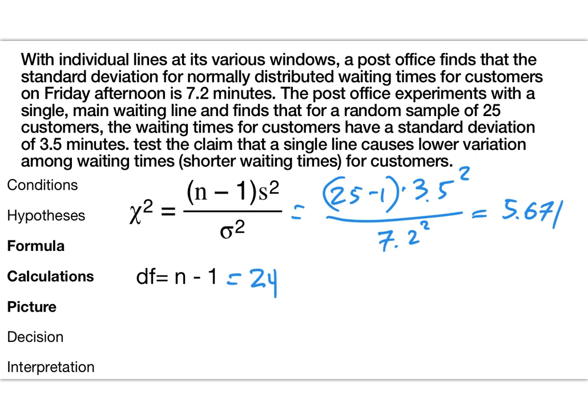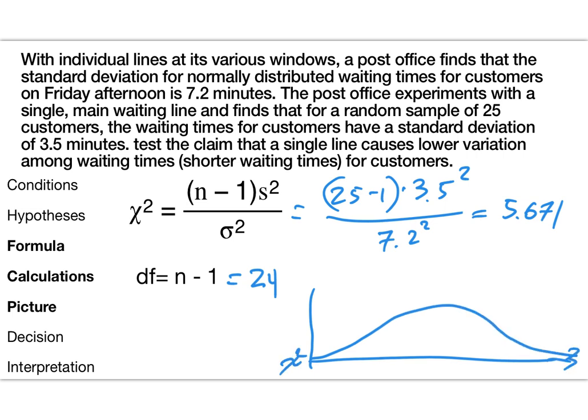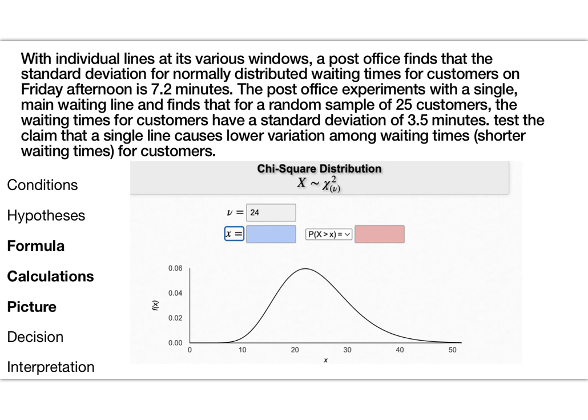I'm going to draw a picture. A chi-squared with 24 degrees of freedom is actually going to look fairly normal. This is chi-squared. It's going to look awfully close to normal. There it is. If you don't know what it's going to look like, you can go to the applet, look up the chi-squared, put in 24 degrees of freedom, and it goes like this. Probably a good idea. Maybe do that now if you have your device with you.